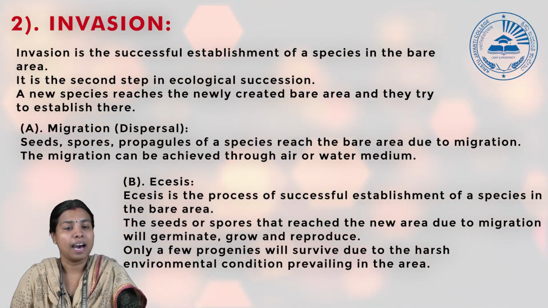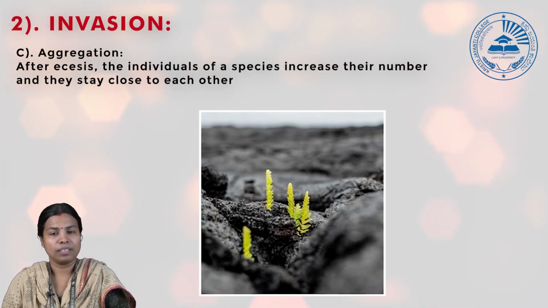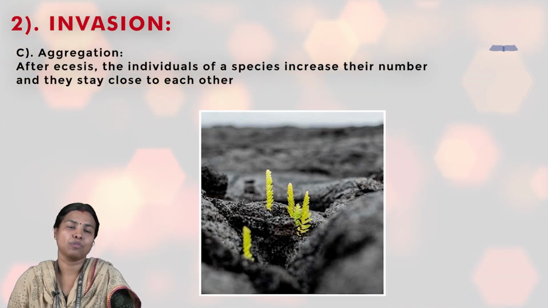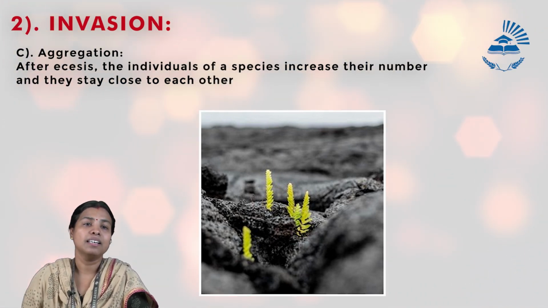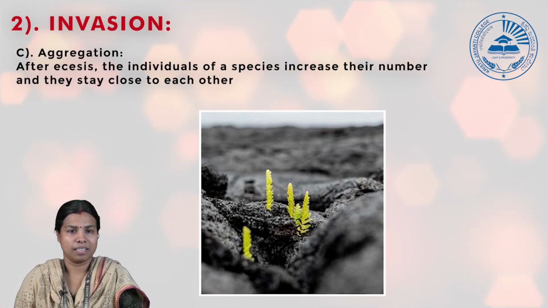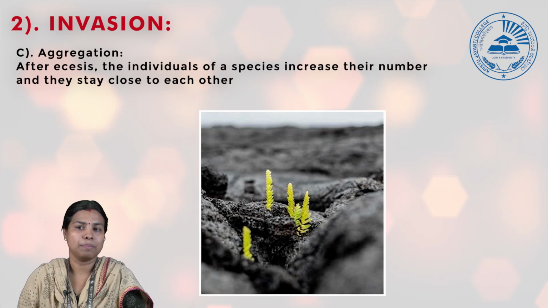And finally aggregation, the individuals of a species increase their number based on the nutrient availability of the soil and they stay close to each other until it attains the climax community. That is the second step of invasion. Slowly it will attain the invasion in the bare area.